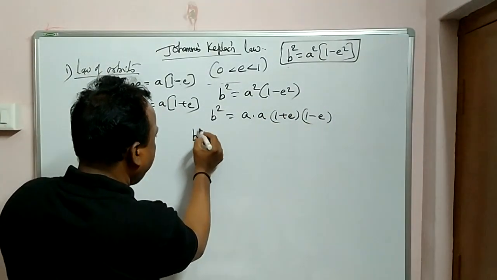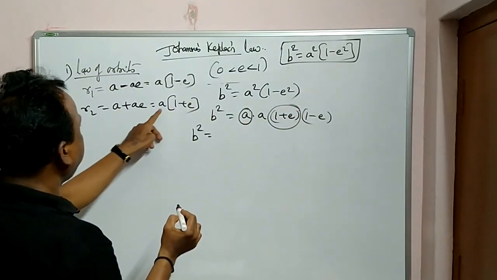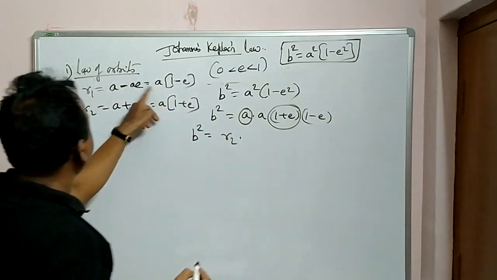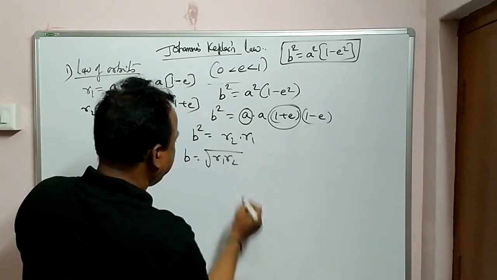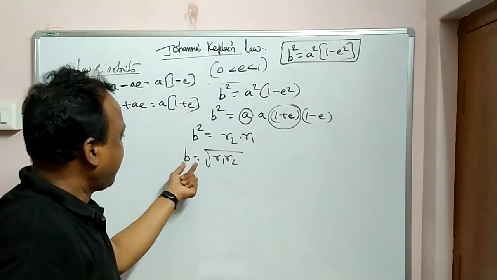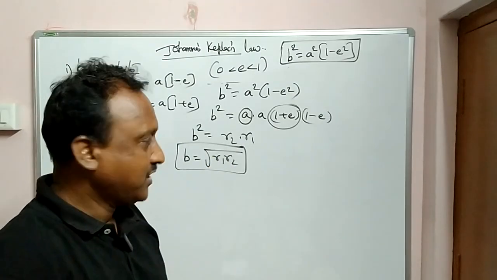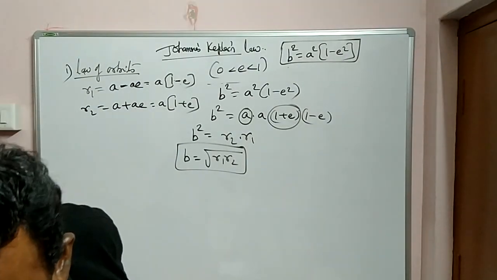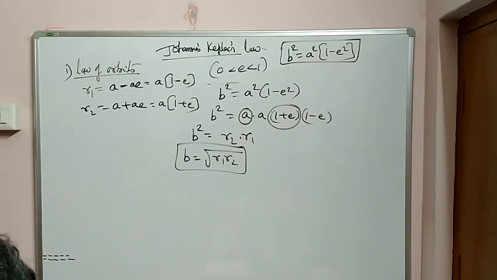Now see here what happens. b square is equal to a into 1 plus e, which is r2, into a into 1 minus e, which is r1. So what is b from here? Root over r1 r2. So the b value, which we took as the semi-minor axis, can be written in the form of r1 and r2 as root r1 r2. So this is the entire clarity regarding the law of orbits, that is Kepler's first law. Let us go to the second law of Kepler.